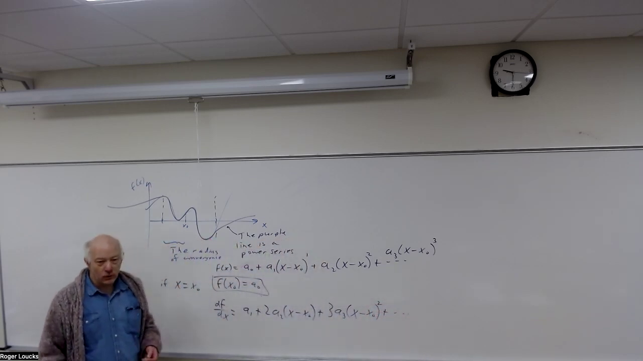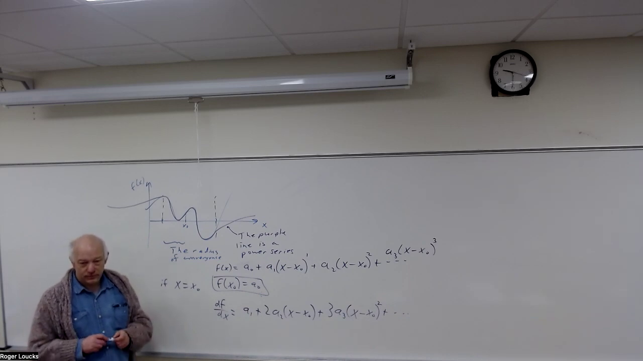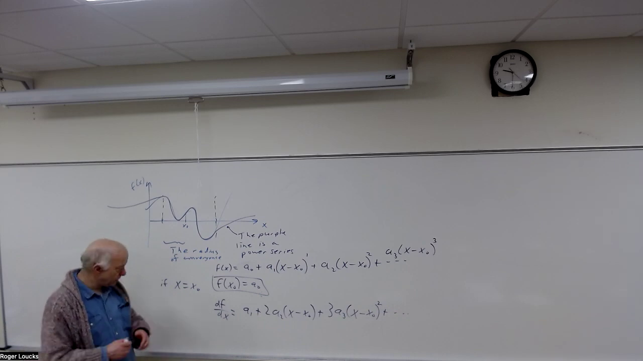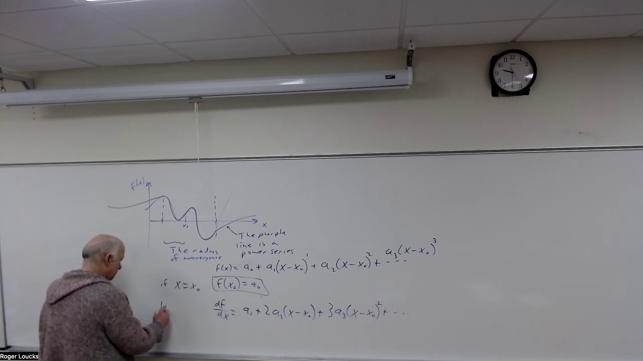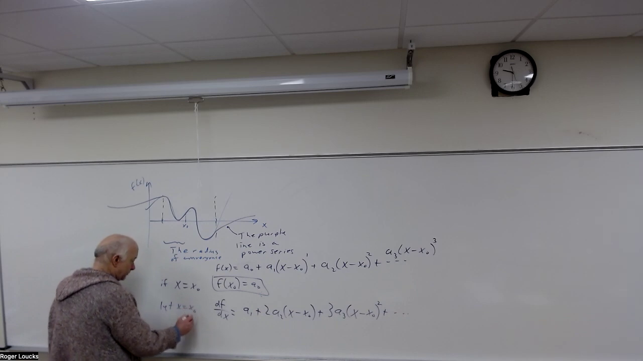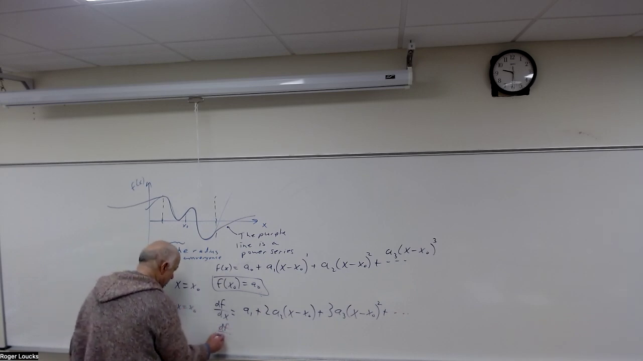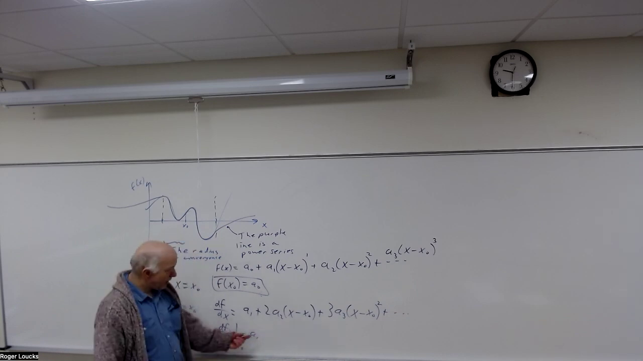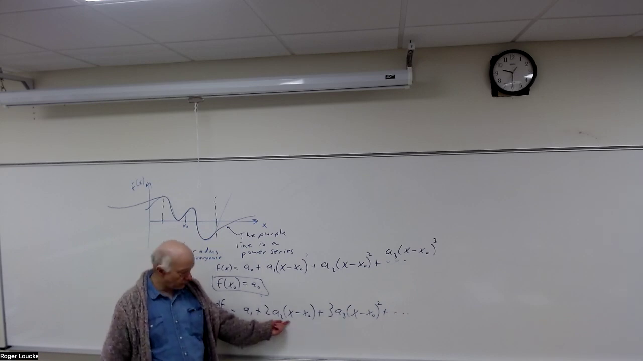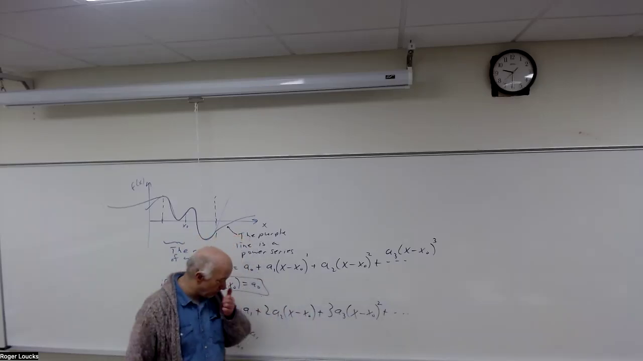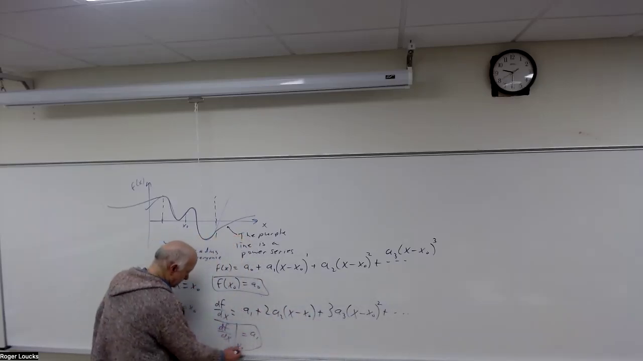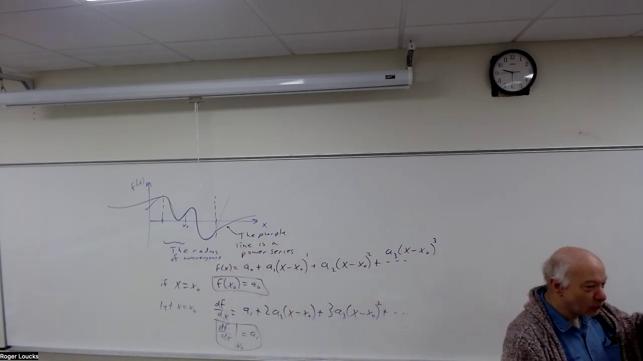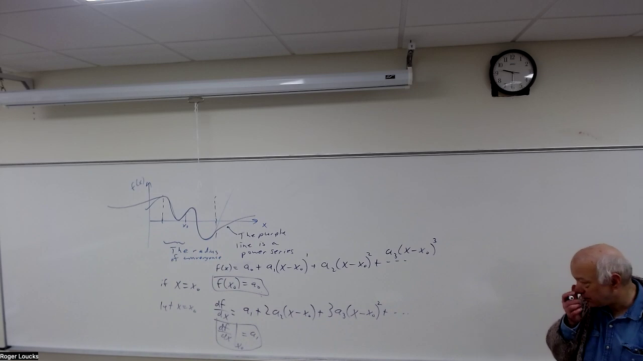How can I now find a1? Yeah, I'm going to evaluate this at x naught. So I'm going to let x equal x naught, and I get this term here evaluated at x naught. This will give me a1. What happens to this term? 0. All the other terms are 0. Now I have two terms. I only have infinity minus 2 terms to go.